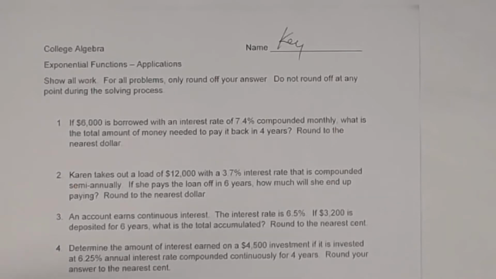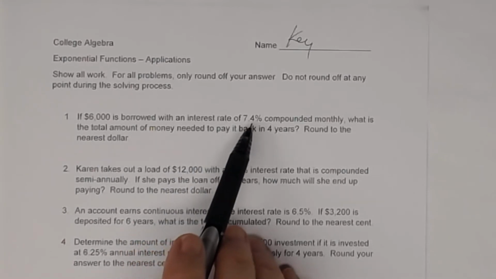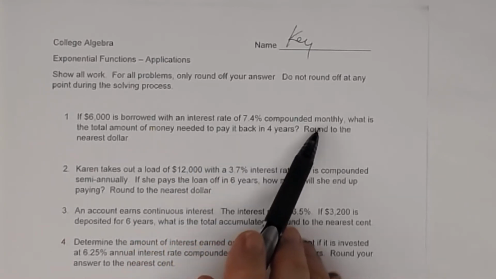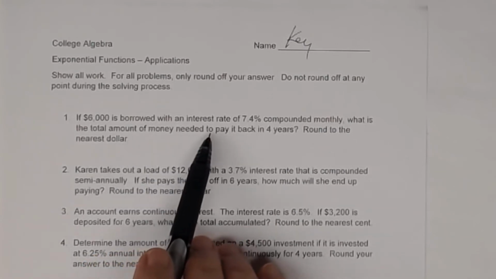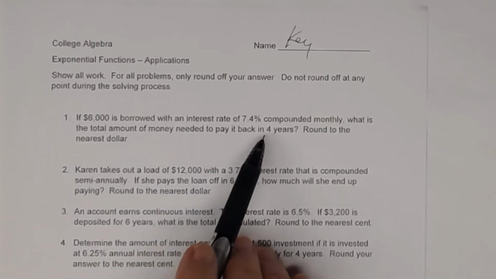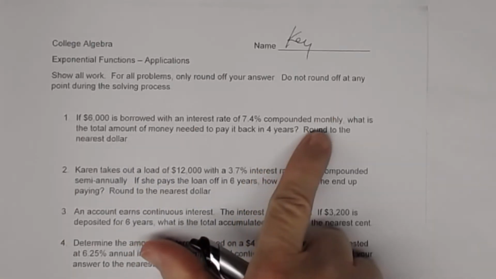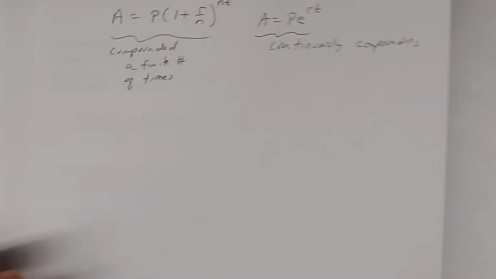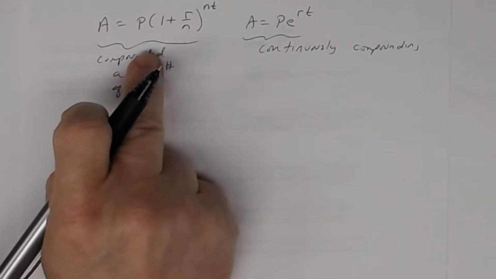All right, so it says if $6,000 is borrowed with an interest rate of 7.4% compounded monthly, what is the total amount of money needed to pay it back in 4 years? And then round to the nearest dollar. Since it's compounded monthly, that's a finite number of times, so you're going to use this formula.